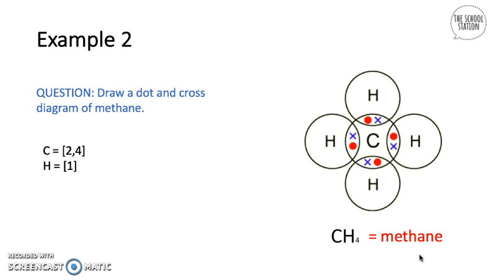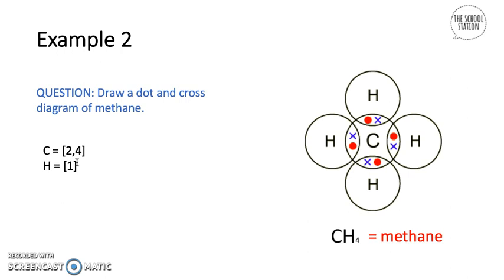Now that we know the electronic configurations, we have to go on and work out the dot and cross diagram for it. So for carbon, we still need 4 more electrons for it to become a stable element, while for hydrogen we only need 1 more electron.